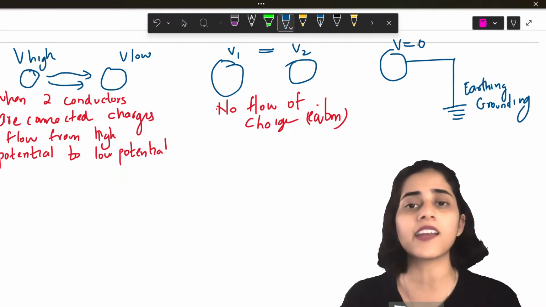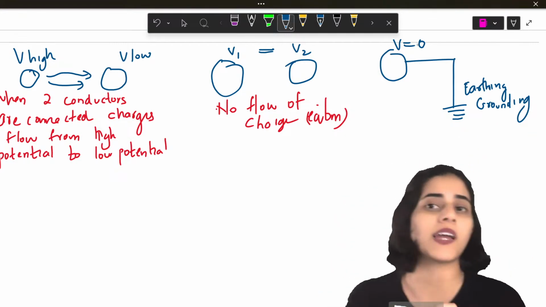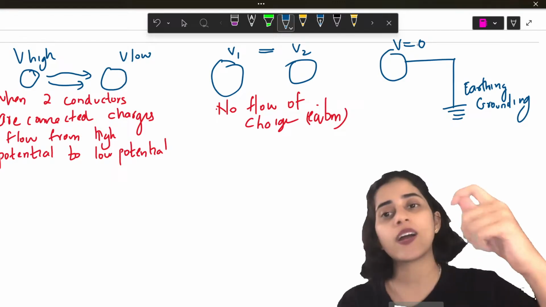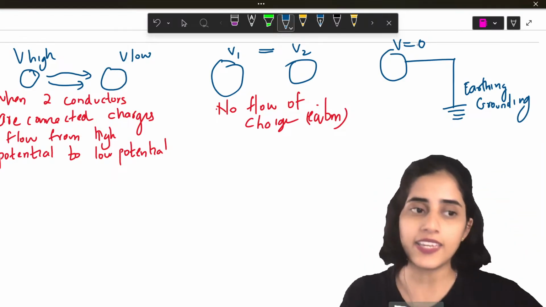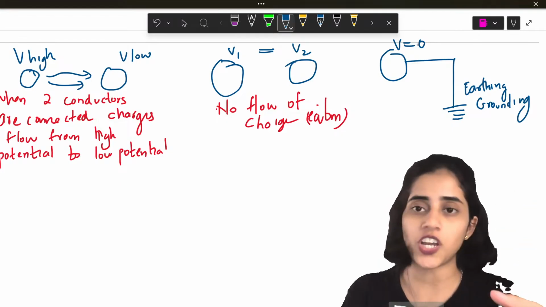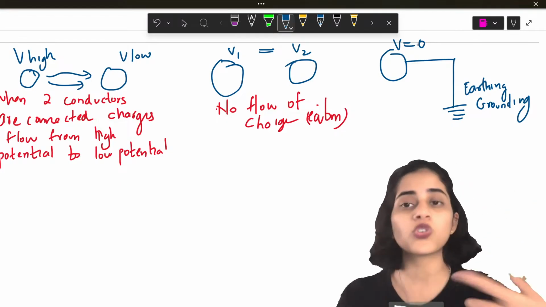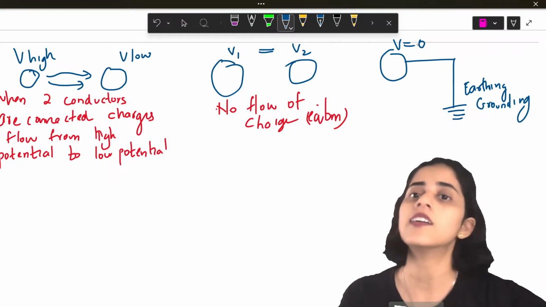So this is mainly done in your homes. If you have your power supply, your socket, always one wire of the socket is going to be connected to the earth. That is because if there is a leakage, if there are extra charges, these don't come out. You don't get a shock. They all go to the earth.